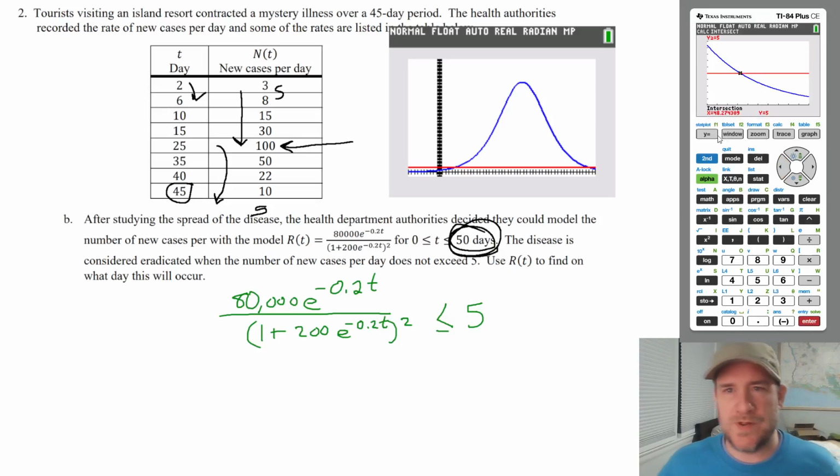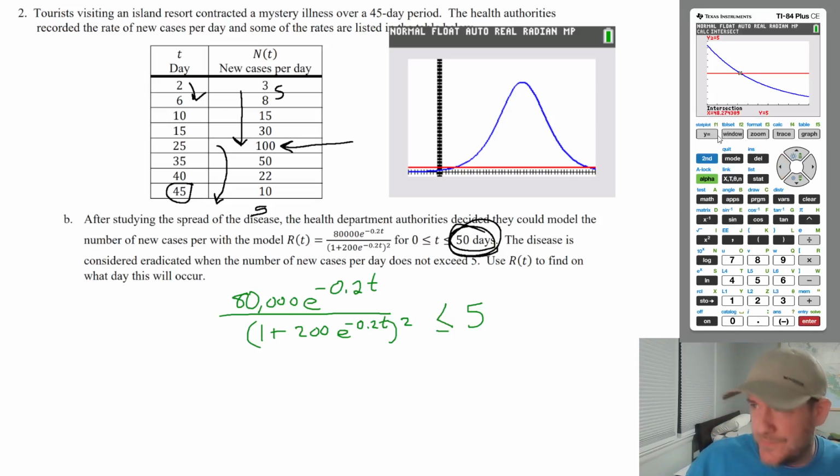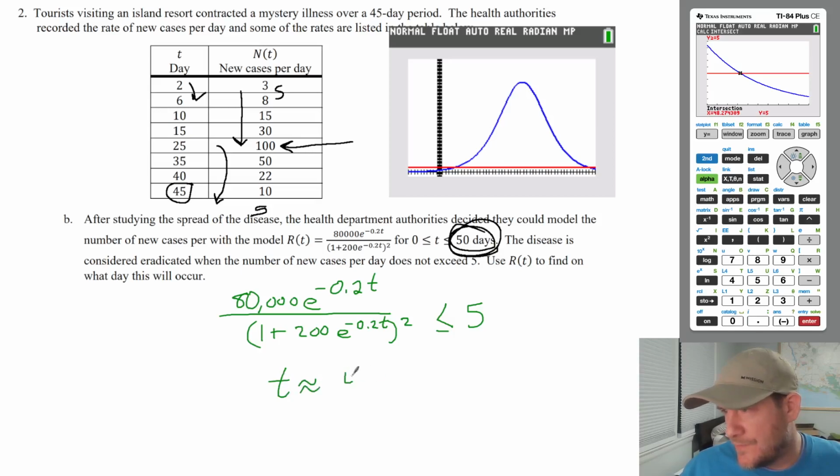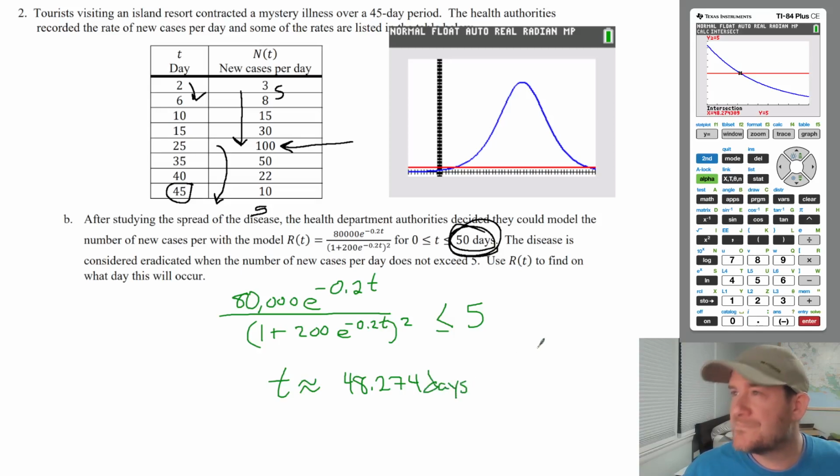It says x is 48.274, so that's it. So from our calculator, we know that the time is approximately 48.274. Use RFT to find on what day this will occur. So it's that many days. And that's it. All right, so there is another question now.